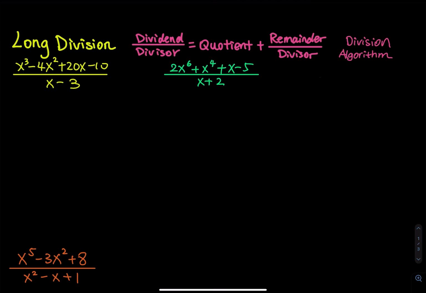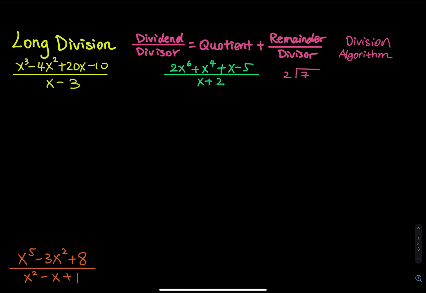Let's go over long division, starting with the division algorithm. The division algorithm is: dividend divided by divisor equals the quotient plus the remainder divided by the divisor. So let's go over a very fundamental example. Let's say we have 7 divided by 2. So 7 divided by 2 is equal to 3.5, right?